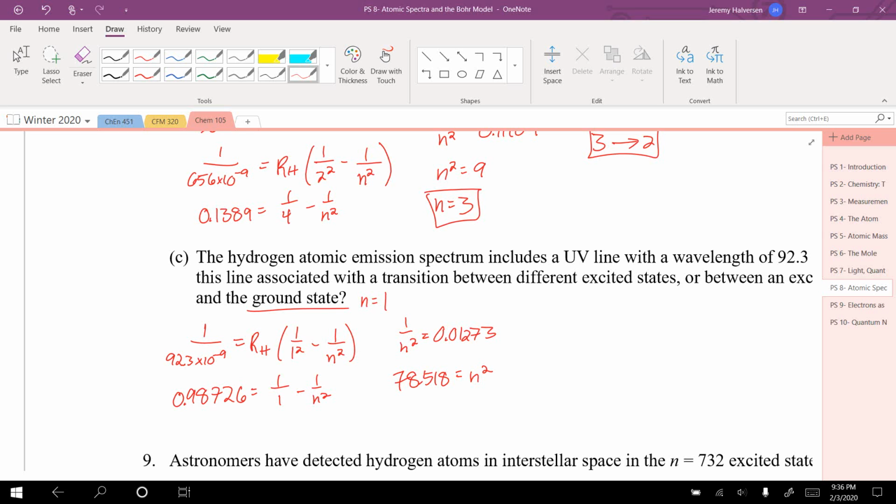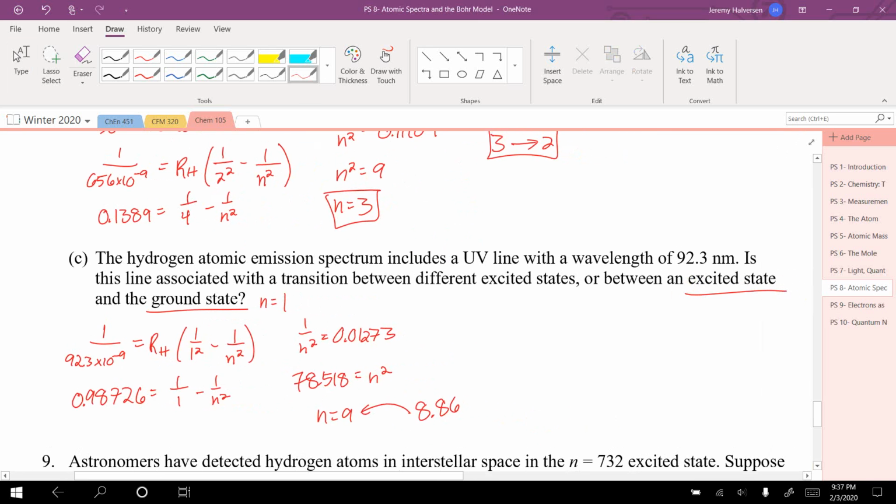But I think the actual answer is that you should get about n equals 9. That's kind of a stretch because what you actually get is 8.86, but I guess it's close enough to say that n equals 9. So the actual answer is between an excited state and the ground state. Yeah, kind of messy there, but I guess close enough.